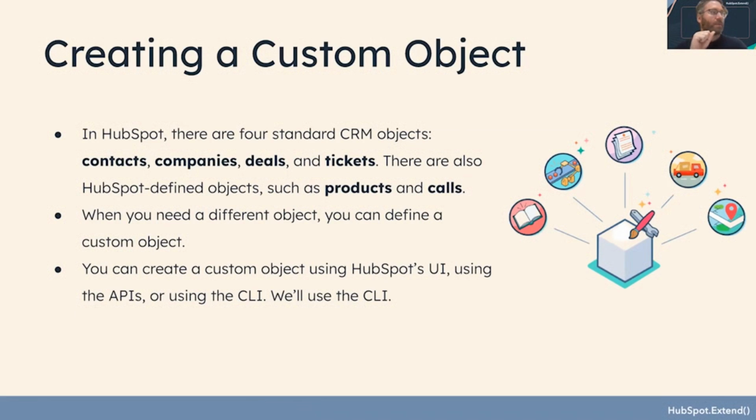You can create a custom object using the UI, using the APIs, or using the CLI. So there's three ways you can do it. Today, we're going to demonstrate creating a custom object using the CLI. And this is because we're going to create an app that displays equipment rentals in a calendar view in the final section. So we're going to be creating an equipment rentals custom object.